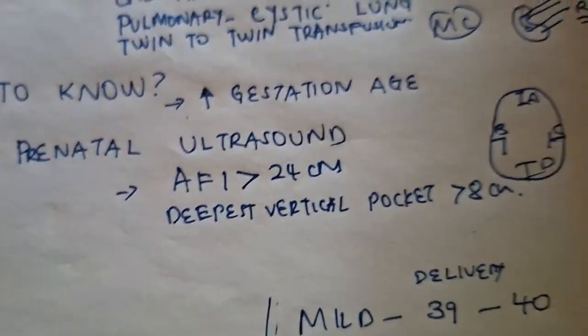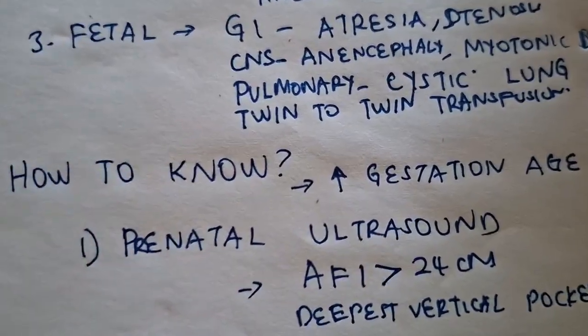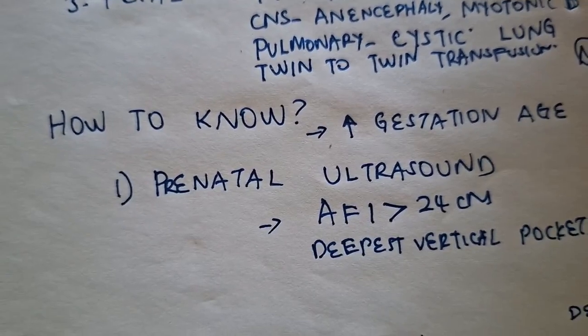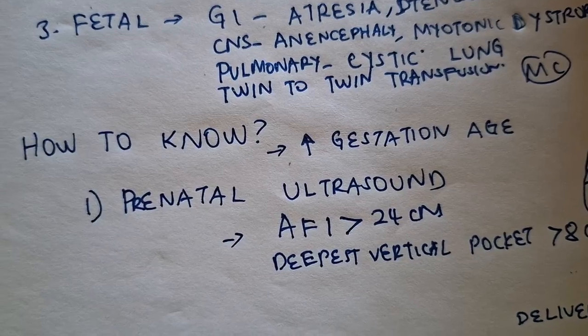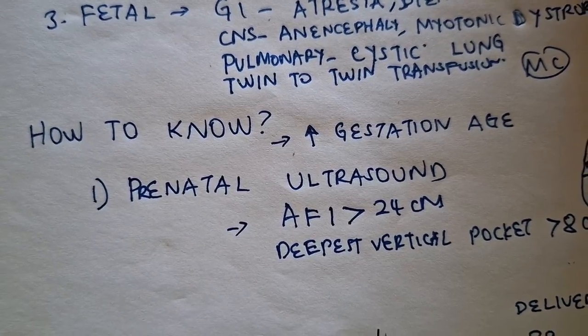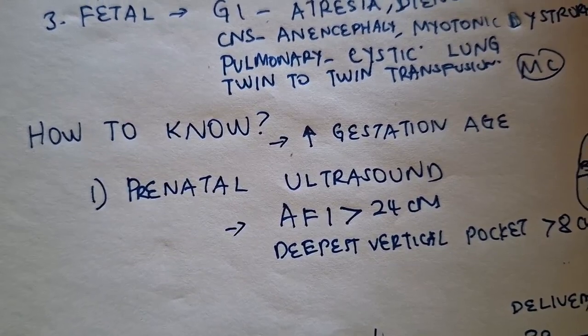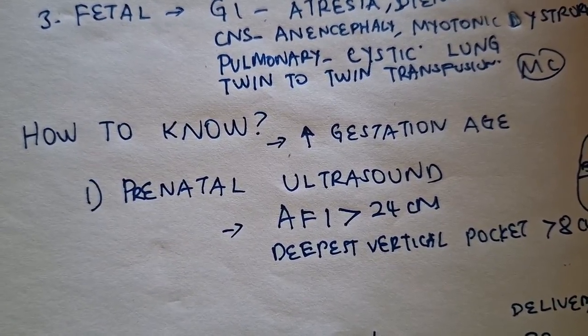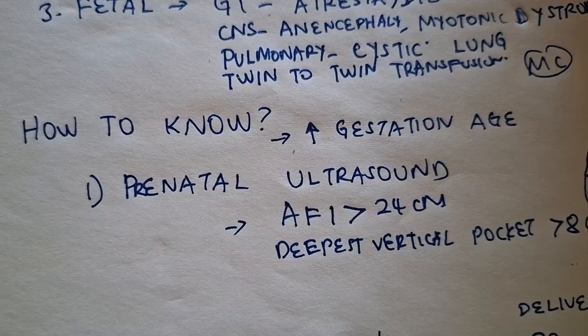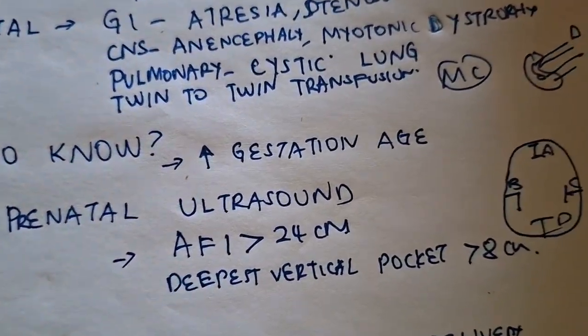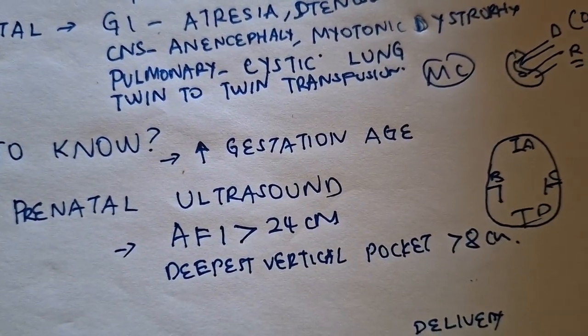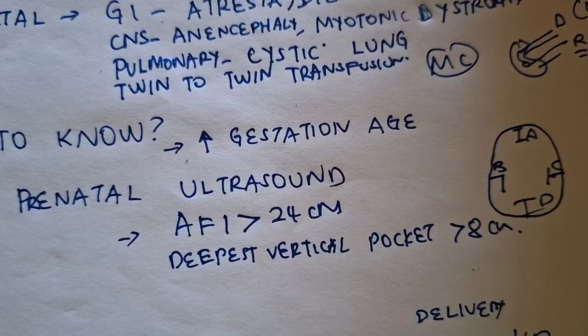So what do we do? Usually it depends on the age of diagnosis, at which gestational age the baby is. We usually do an ultrasound where it is reported that we have an increased amniotic fluid index. Amniotic fluid index is just the sum of the space that the baby leaves on the sides.